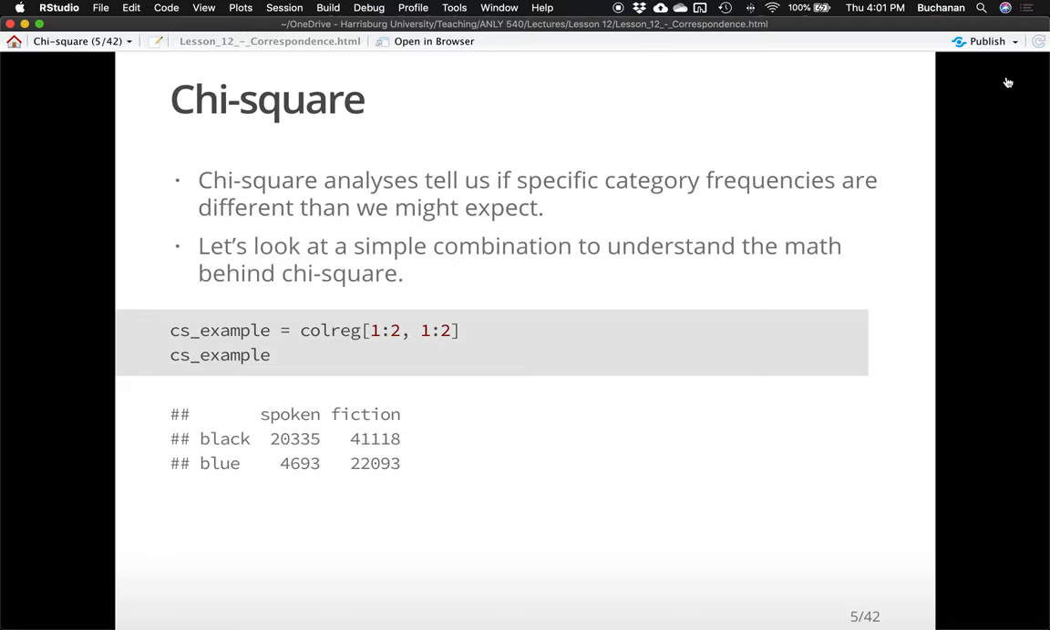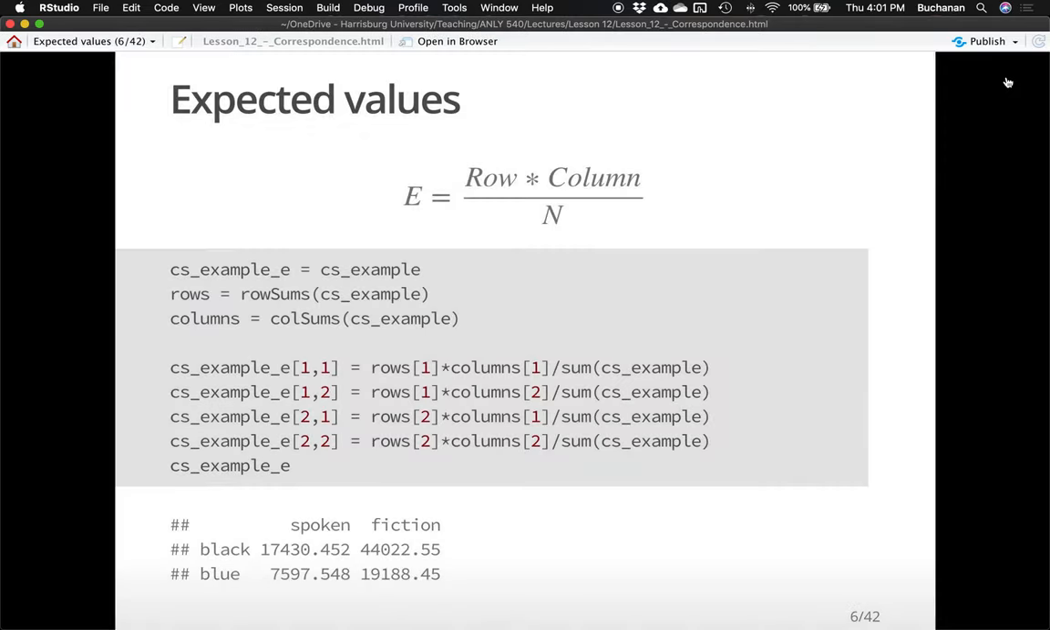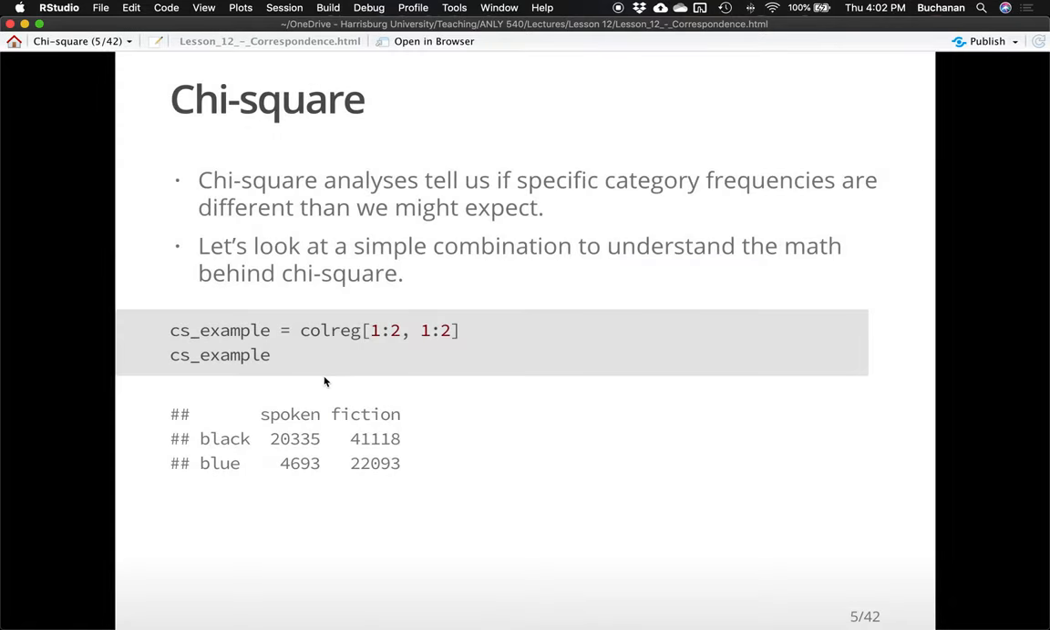So we're just going to look at these two at the moment just to make this a little bit simpler. Now, 2x2s do have some weird moments, and I'll explain when that happens, but it's a simple way to think about these. So we have our observed values. Our observed values are these. So the count that we collected in our experiment.